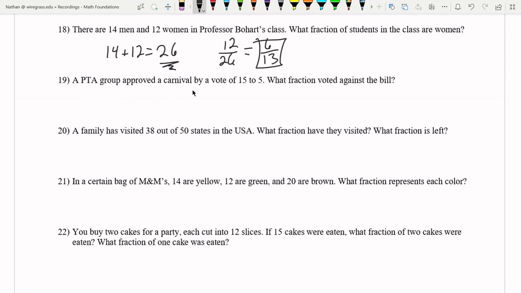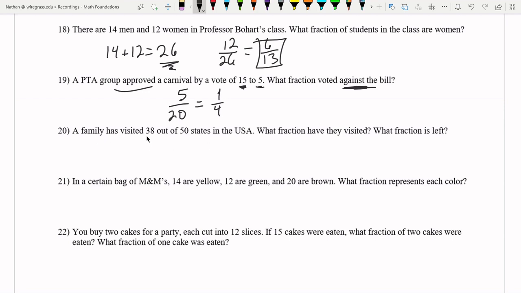A PTA group approved a carnival by a vote of 15-5. What fraction voted against the bill? If the carnival is approved, then that means the 15, the majority, is going to be for the carnival, which means the 5 are going to be against. You're always looking for the total amount, and we're talking about a total of 20 votes. 15 plus 5 is 20. So what fraction voted against the bill? 5 out of 20, which is the same thing as 1/4. 1/4 of the people in the PTA group voted against the carnival.